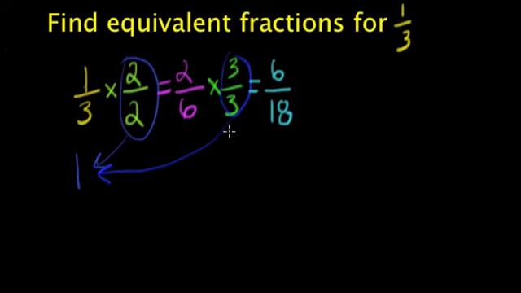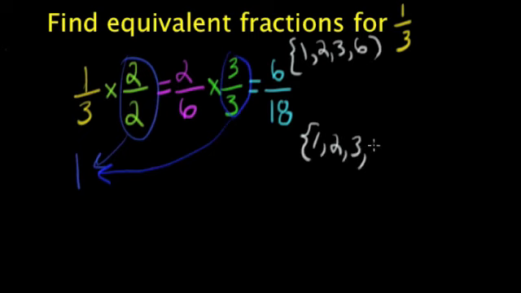What I want to connect to now is that simplifying fractions is like finding equivalent fractions, except in reverse. Instead of multiplying, we are going to divide. So the way I like to do it is to find the factors for my numerator and denominator. So I'm going to list my factors for 6 as 1, 2, 3, and 6. Now I want to list the factors for 18. So I have 1, 2, 3, 6, 9, and 18.